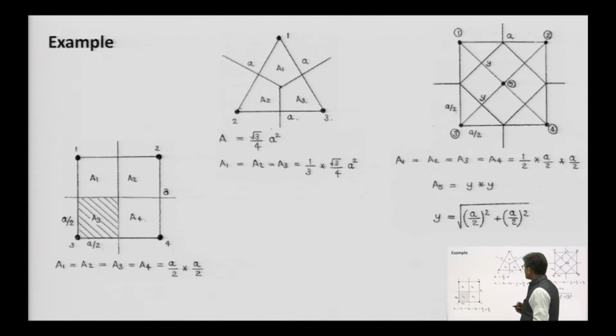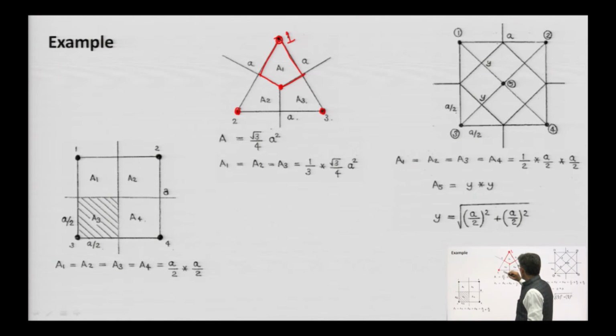Let us calculate the weightage in different catchment areas. In this figure, we have a triangle of side A, an equilateral triangle of side A. Then the perpendicular bisectors will meet at this point. So, the value of A1 is for rain gauge station 1.